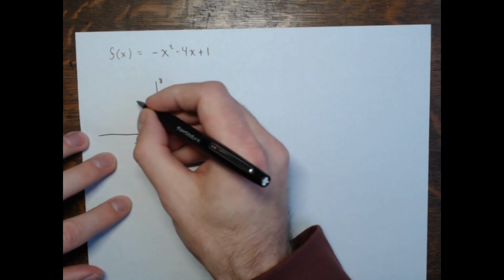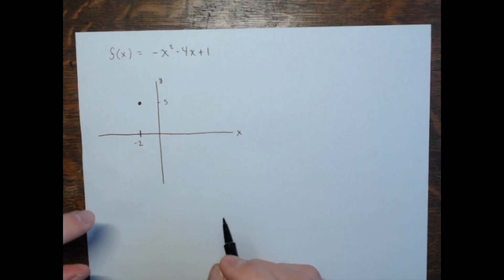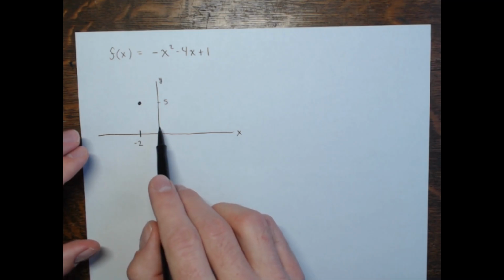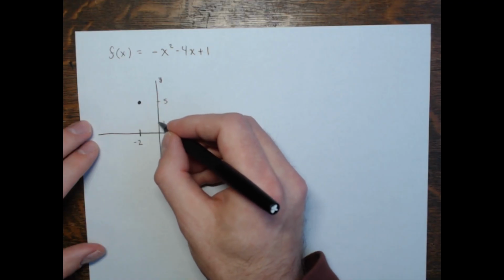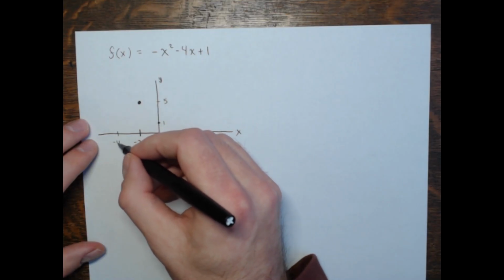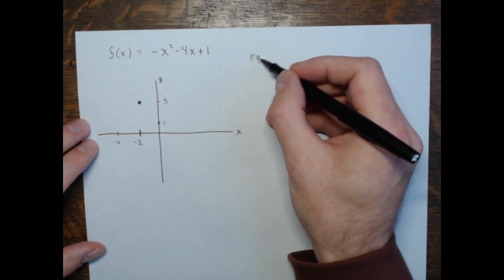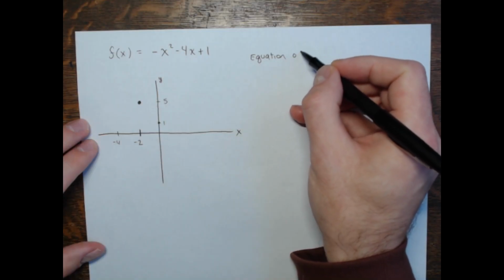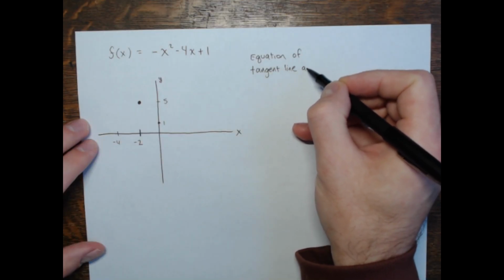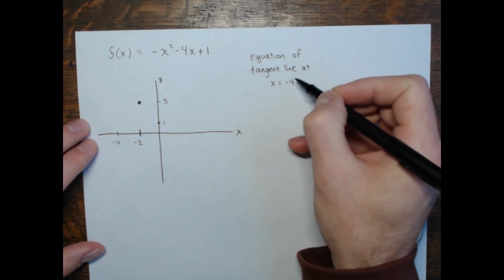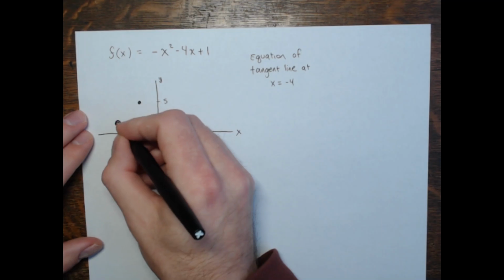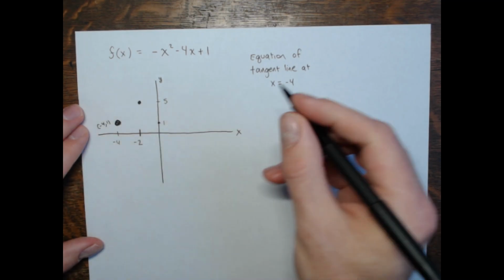So the vertex is at the point negative 2, 5, and the leading coefficient's negative, so it'd be opening down, with an intercept of 0, 1. 0, 1 would be the y-intercept. And then using symmetry, and we're trying to find the equation of the tangent line at x equals negative 4. Using symmetry, at x equals negative 4, it should also have an output of 1. I'll make this a bigger point. There's the point negative 4, 1. And you can check that.